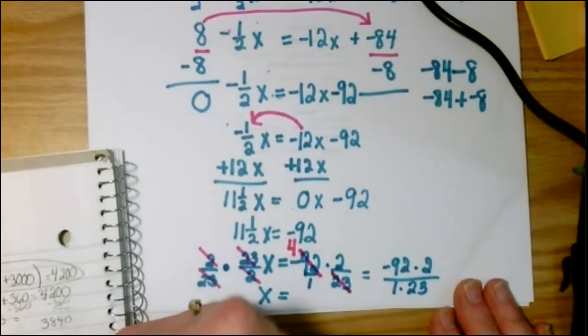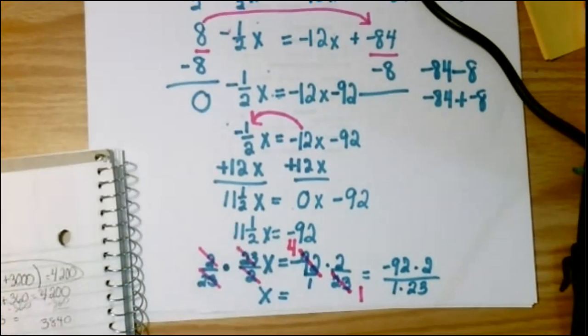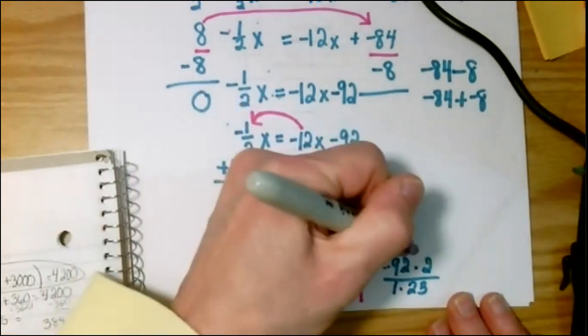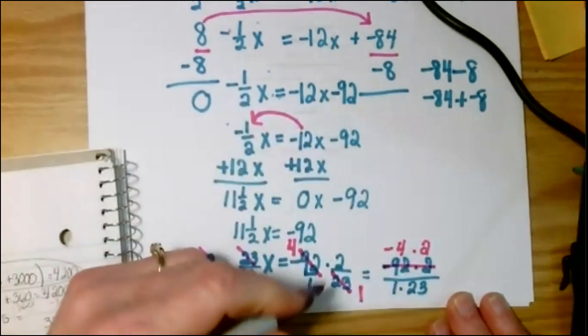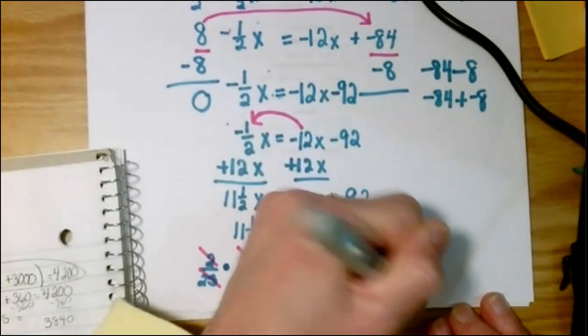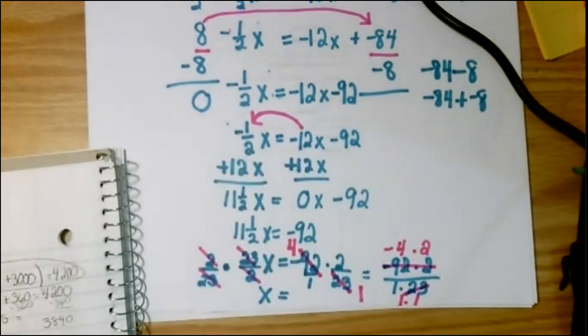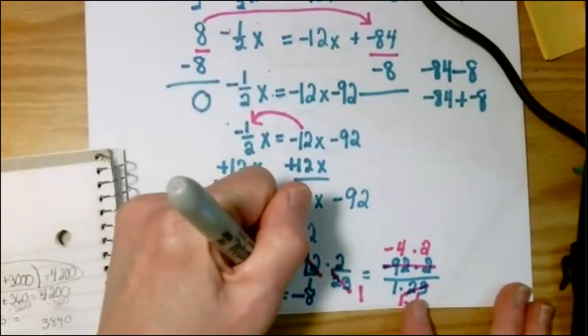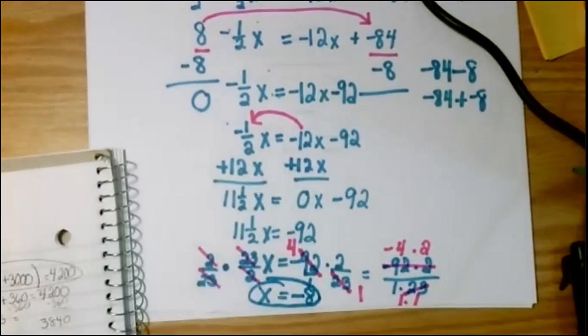If I divide 23 into itself, I get 1. So now, rather than having 92 times 2, I have negative 4 times 2 on top, and I have 1 times 1 on the bottom. A little bit easier, which now gives me the answer of negative 4 times 2 is negative 8, over 1 just means negative 8. So that is my answer to number 10. X equals negative 8. Go ahead and pause the video if you need to, and then in a moment, we'll start on the next problem.